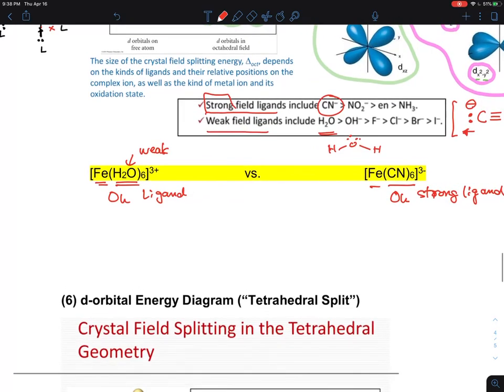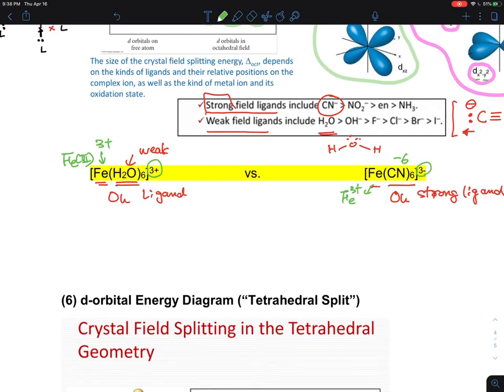Now first let's figure out the charge situation here. Okay, this is a 3 plus. This is neutral, so therefore Fe must be 3 plus. What about here? Now this is a minus 3 charge, but this one from the cyanide ion is minus 6. So Fe here is the same thing, Fe 3 plus. So same thing here, Fe 3 plus, Fe 3 plus.